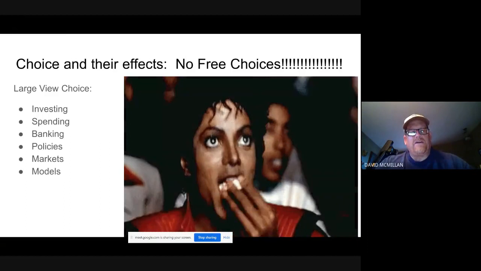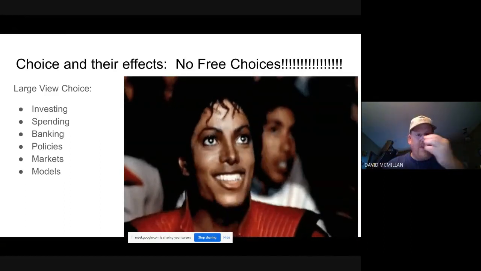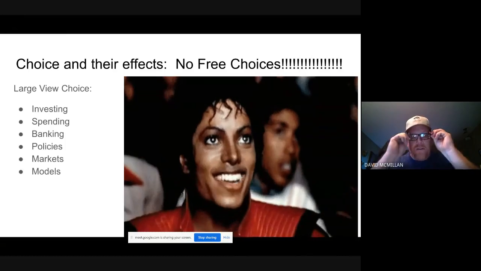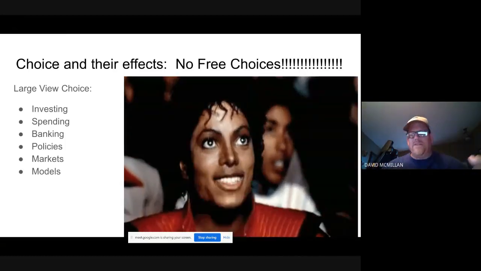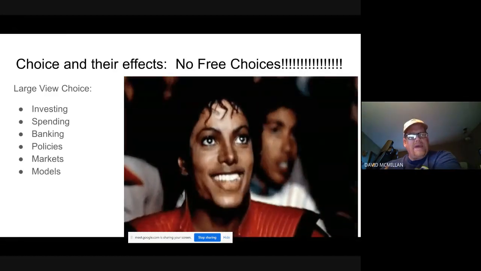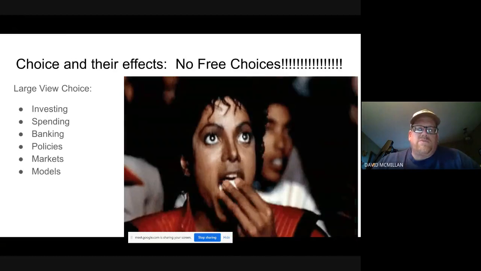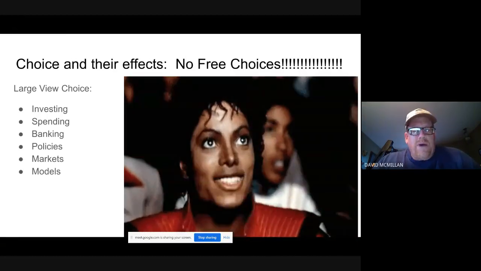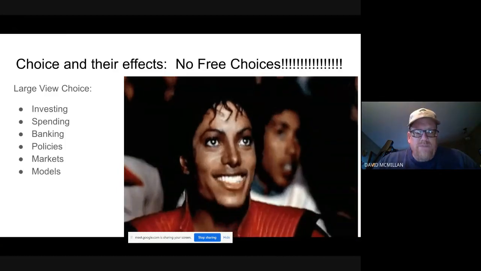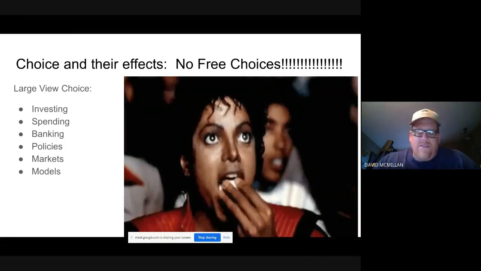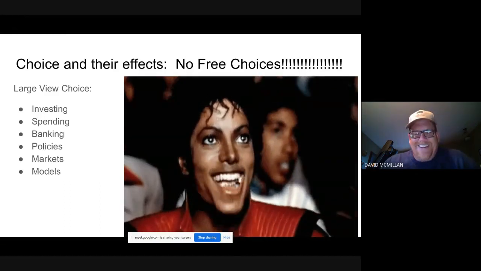But AP economics is all about large view choices. There's micro and there's macro, all right? So macro looks at kind of like the forest and not just one tree. They look at investing and spending and banking and policies and markets and models, governmentally large, all right? So that's what it's about. And of course, you're going to get more stuff like stock market, small business, and so much more that I don't have the time to mention, all right?